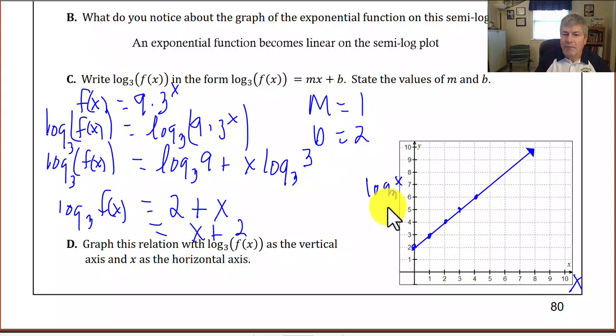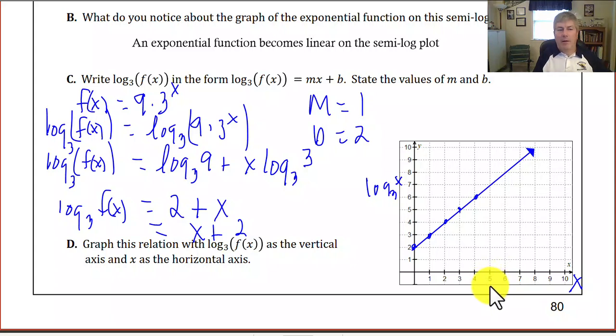I've graphed my function. We do want to make sure we label our x and y-axis. So our y-axis is log base 3 of f of x. That's our y, and our x-axis is just our x values.